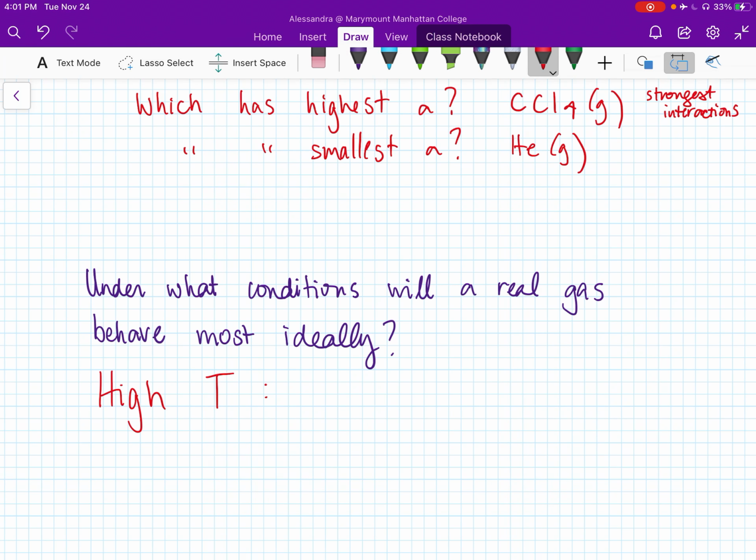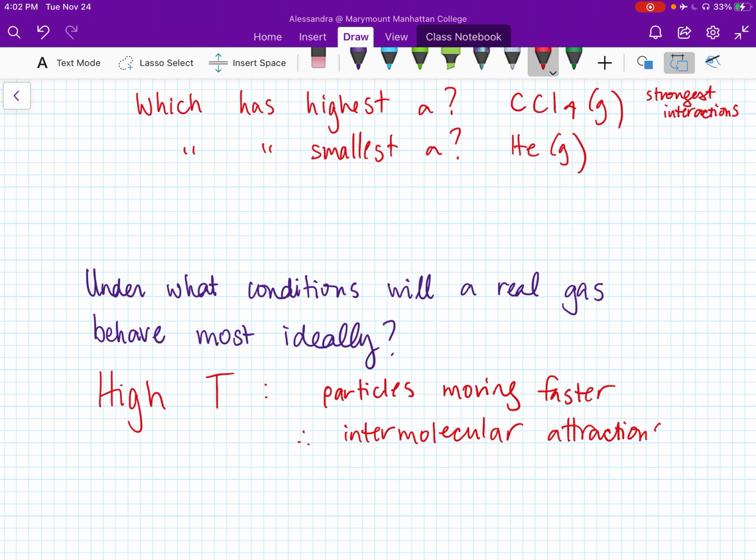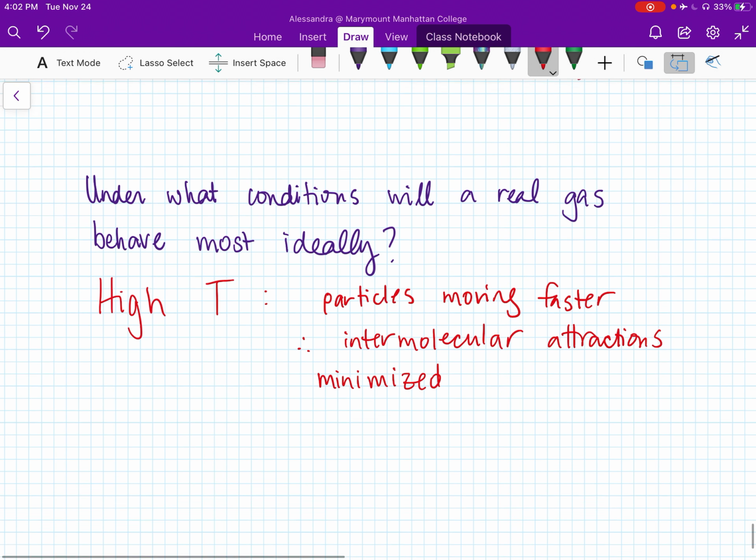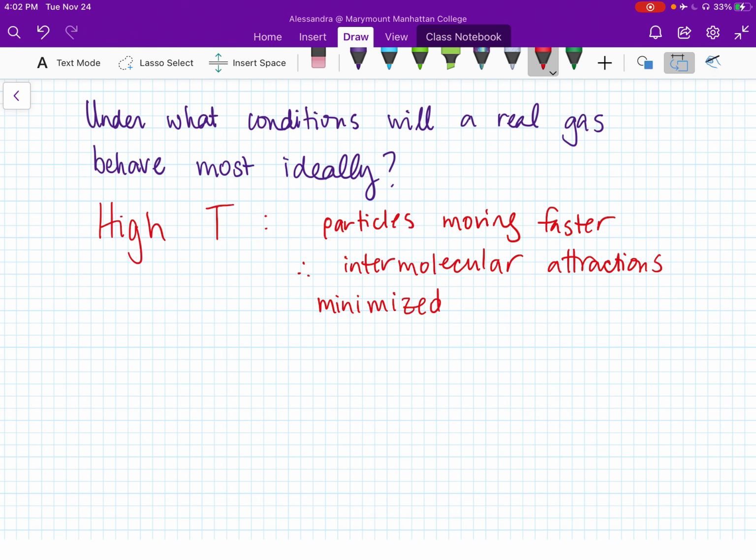Think about it. High temperature means that the particles are moving faster. If the particles are moving faster, the collisions are going to be minimized. So the intermolecular attractions that necessitated the pressure corrections are going to be minimized. So at higher temperature, a gas is going to behave more ideally because the intermolecular interactions are going to be minimized due to the motion of the gas particles. What else?